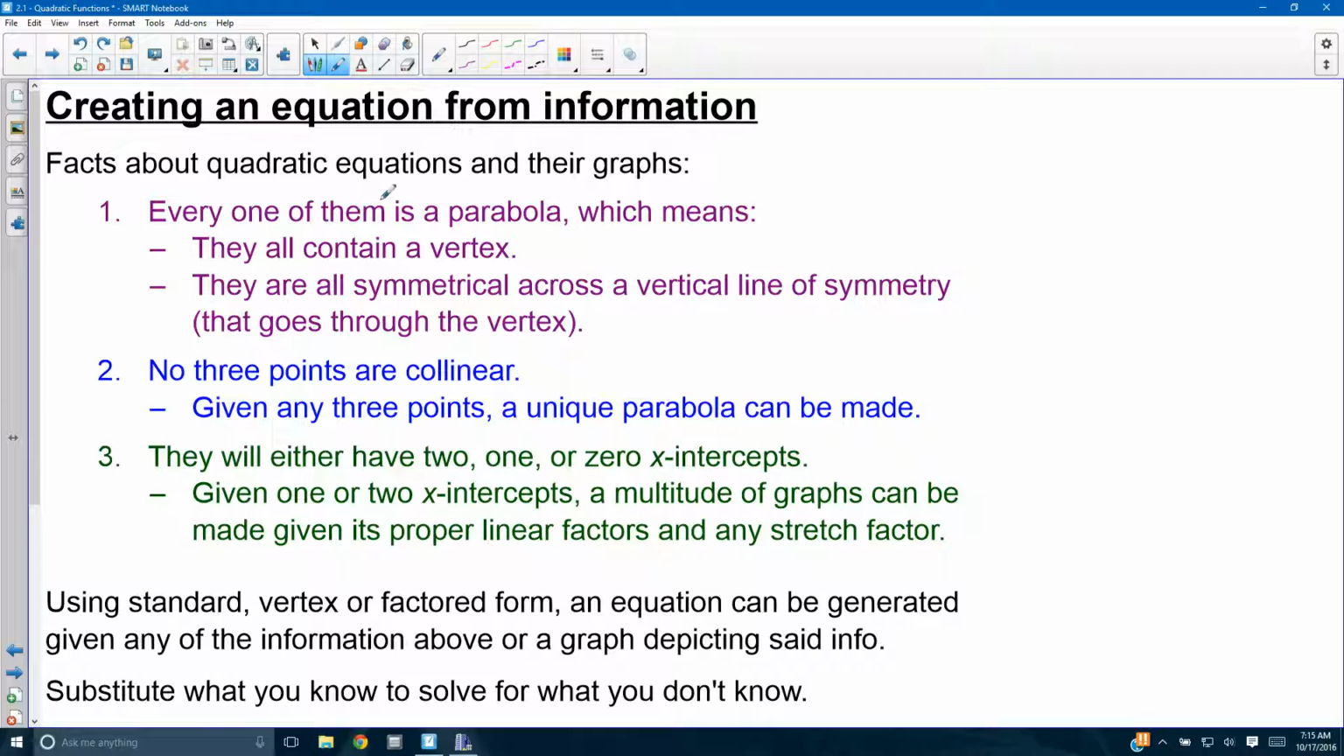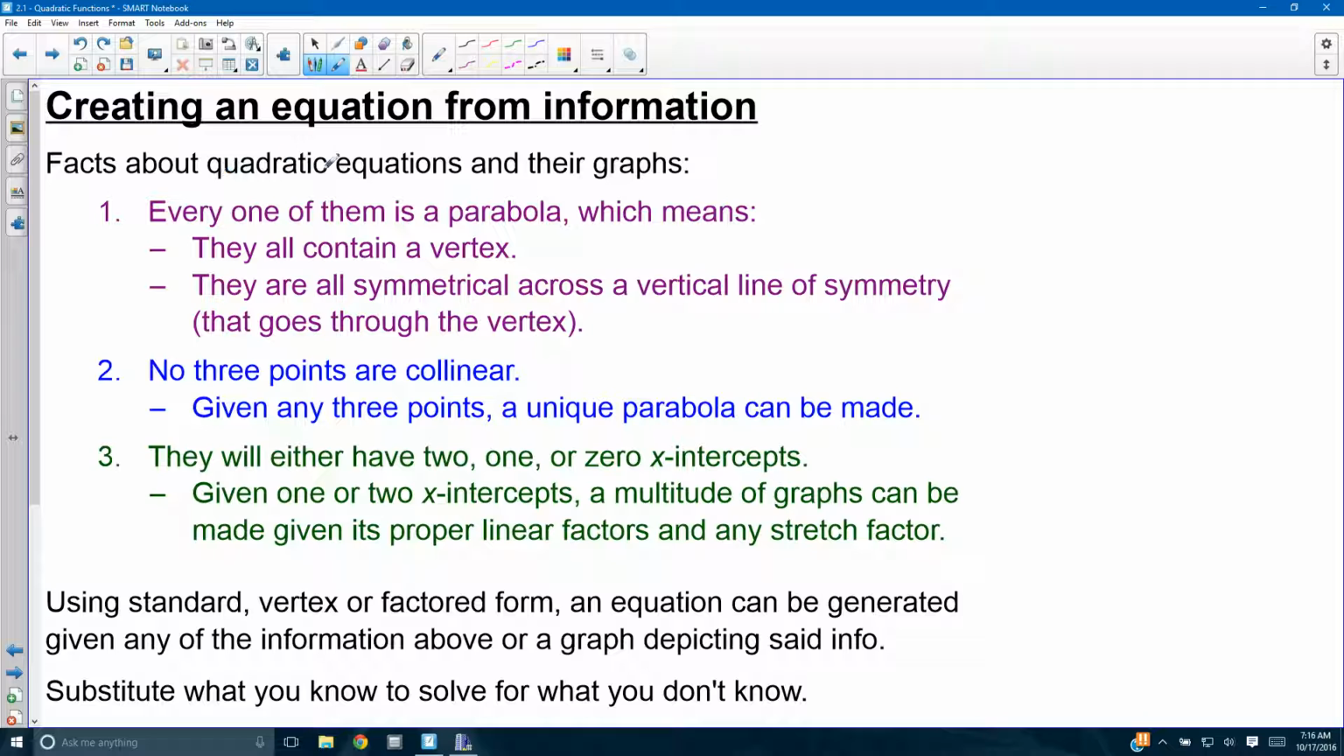Okay, now we've been graphing equations. Like we've been given the equation and we've been drawing the graph for finding the information. This time we're now going to be creating an equation from information. So, you've done this kind of thing before with linear equations a lot. Not so much from a quadratic equation.